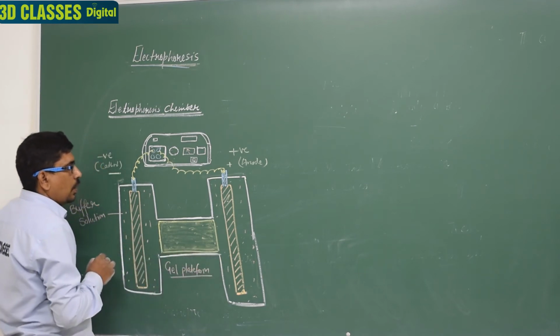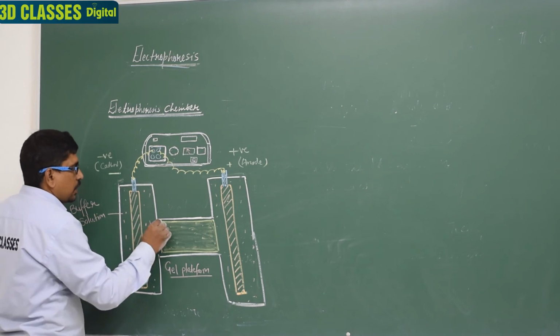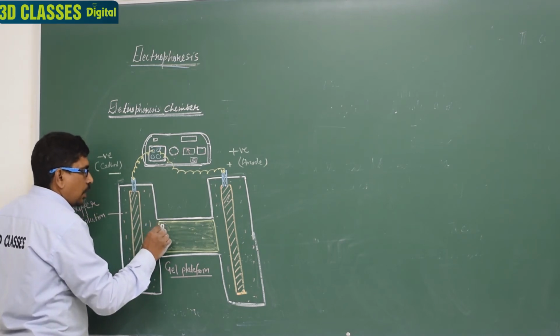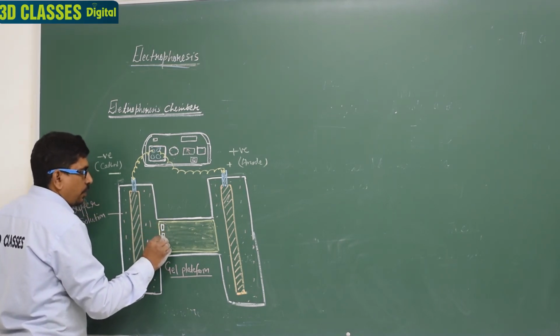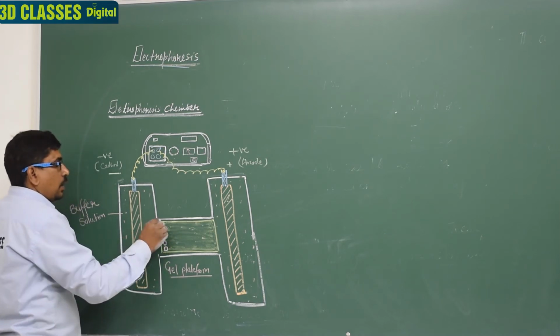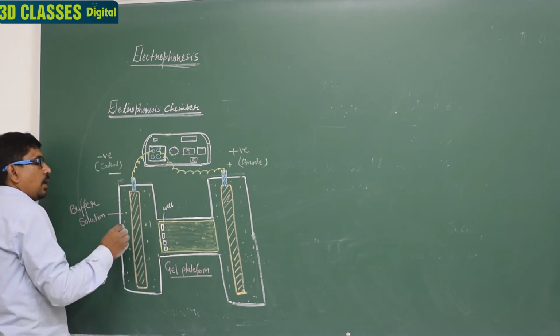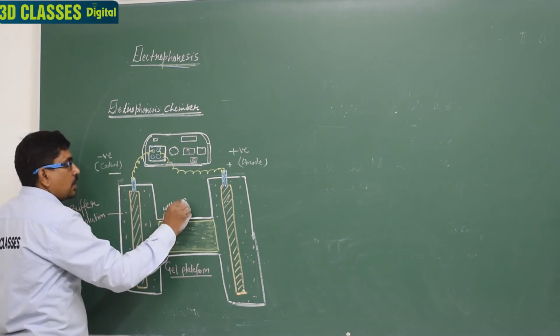Clear? It is gel, and in gel the well is present. A gel contains the well. I will explain how we make the well. Clear? These are known as the well. And this is known as the gel.